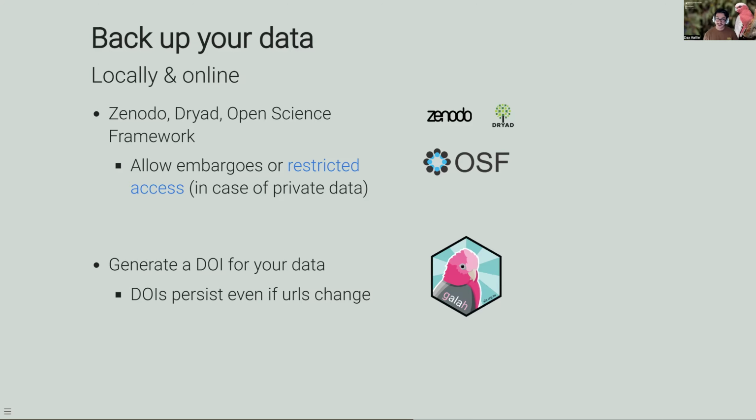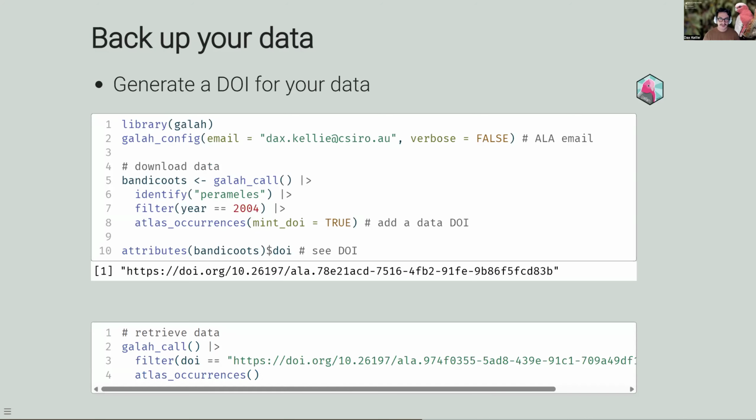Another option is you can generate DOIs for your data. And this is actually the strategy we've taken with galah. The reason this works is because DOIs persist even when URLs change. So for example, here, I'm using the galah package to download some bandicoot data. And in this line, I specify that I want to mint a DOI with this. And so when that download is finished, it'll append it to the actual object. And so if I look in its attributes, it is assigned a DOI.